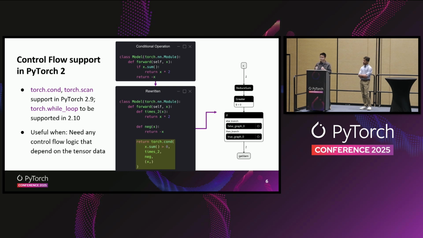Whenever there is a need for representing control flow logic that depends on the tensor data, you should use torch.cond. For example, when you have a model that takes different forward passes based on the input data, you should use torch.cond to ensure both logic paths are captured.